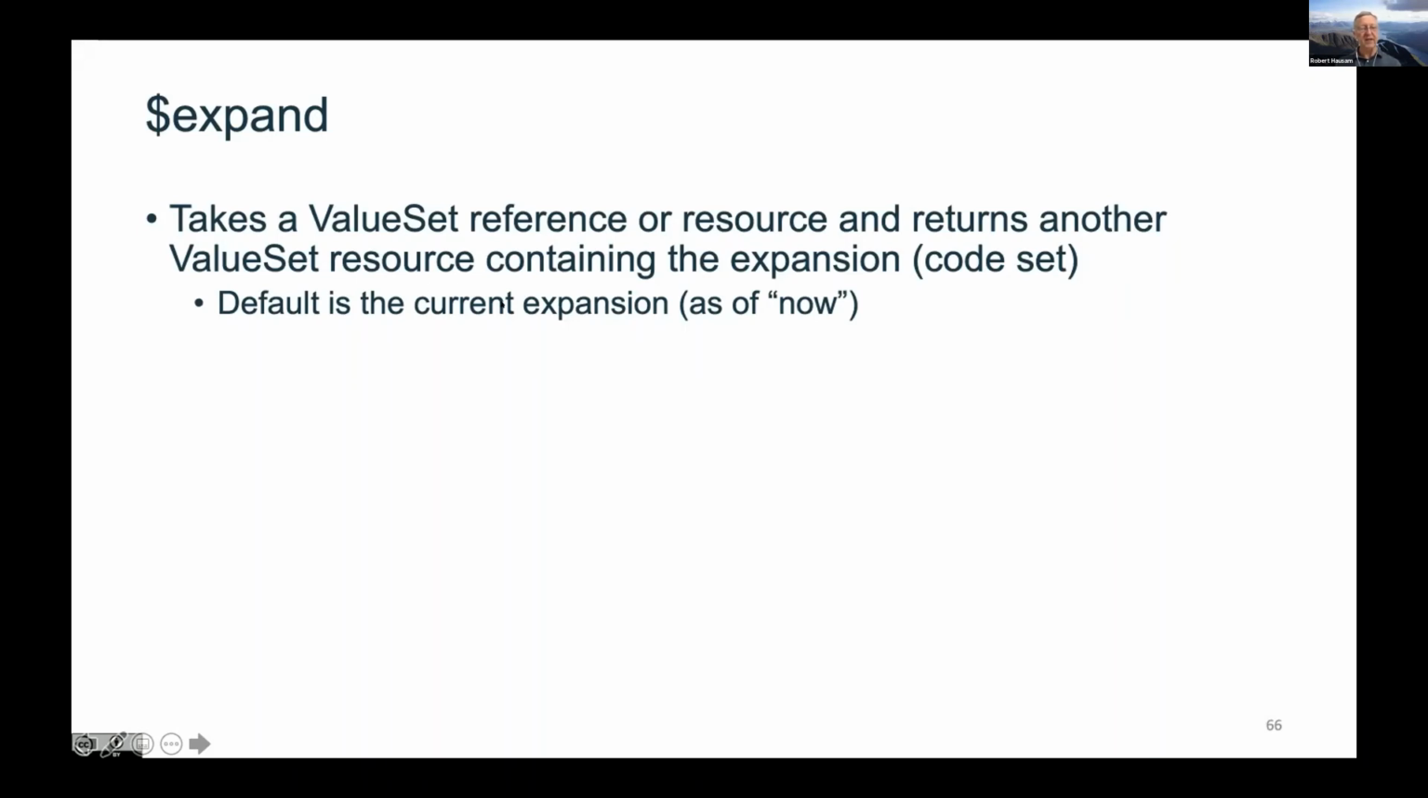By default, it's the current expansion as of right now. You can use the parameters to change that if you need to, and make some other modifications. But if you just do a straight one, you're getting it as of right now, according to what the terminology server itself knows. It's possible that a terminology server may not have the very latest version of a code system or whatever, and so it can only give you what it knows. So you have to be aware of those possibilities.